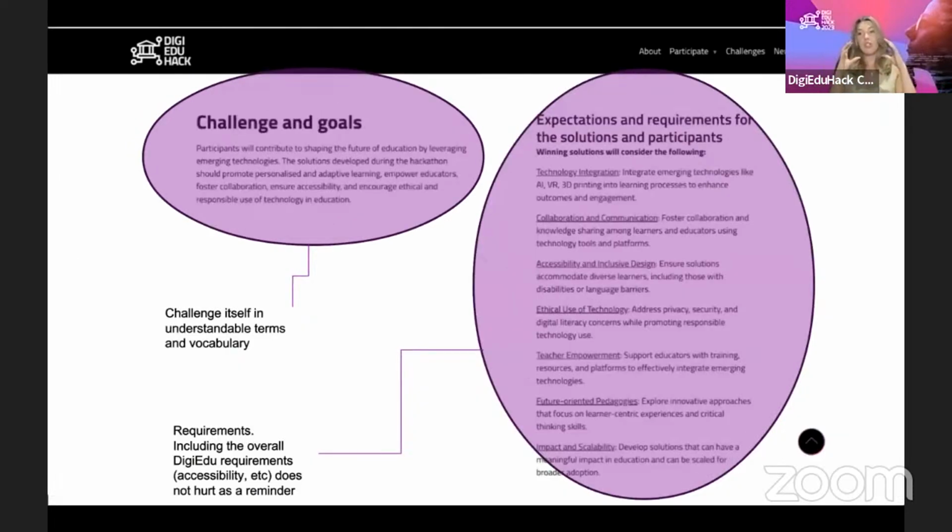Then we go into the challenge itself, the two-liner. What specifically are we hoping to find a solution for? What is the challenge? To come up with a solution for this, to come up with an application, and so on. It's also good to include the requirements here. We have, of course, the overall DigiEdu requirements of accessibility and ethical use and so on. It doesn't hurt to have them there, but do you have anything specific? Any tech that they need to know, or any geographic area, or whatever you choose? It is up to you, but please include that so that it's clear to everyone who can join.